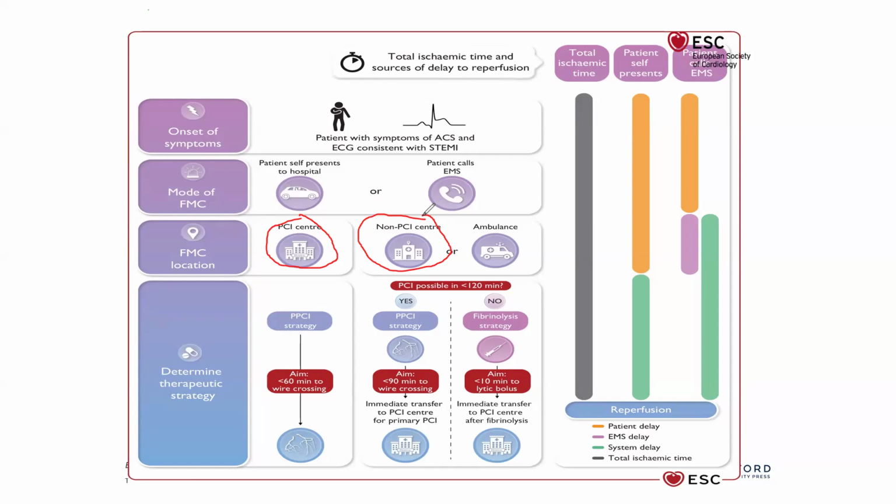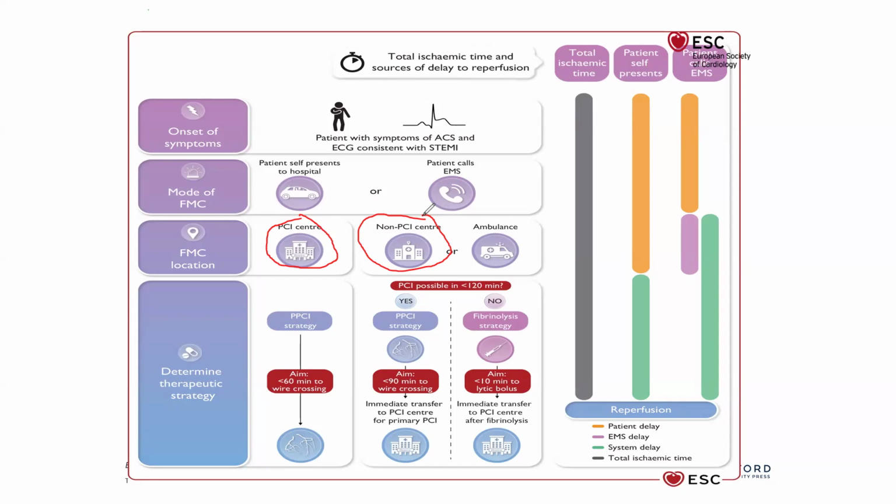Is that facility less than 2 hours or 120 minutes, or more than 120 minutes? If that facility is within 120 minutes from the first medical contact, your facility where you are seeing the patient, then because primary PCI is superior or has better outcomes compared to thrombolysis, your preferred goal is to get this patient to have primary PCI. So you refer the patient for primary PCI, as you could see.